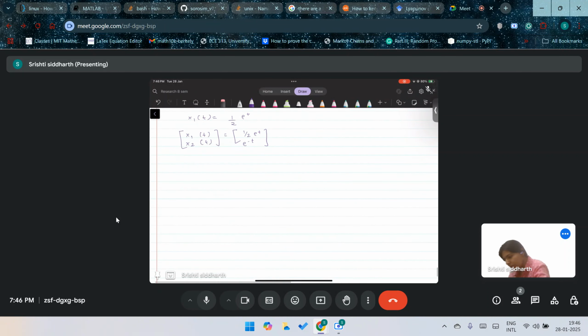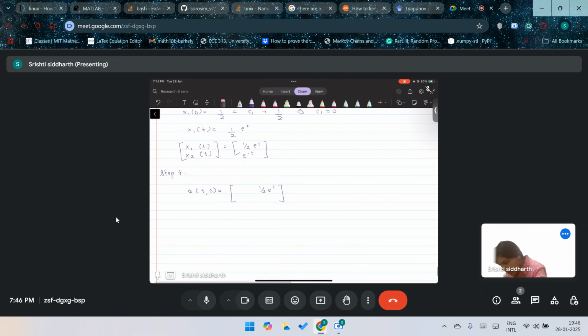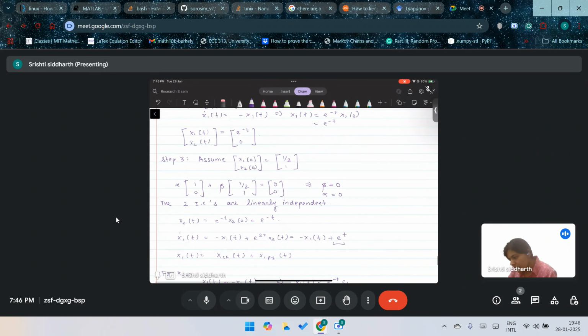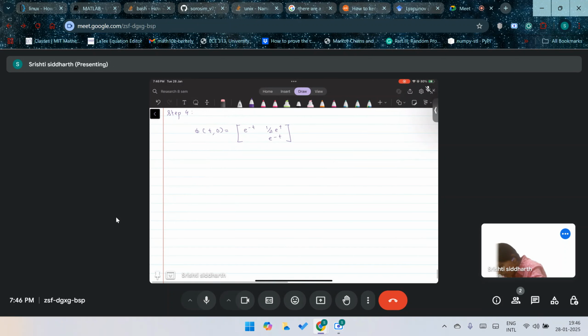Okay, so then we have the last step. We have the solutions to two linearly independent initial conditions. Then we write them column-wise. So the first one is, let's just write this down, half e to the power t, e to the power minus t. And due to the first set of initial conditions, 1, 0, we had e to the power minus t and 0. Okay, so let's just check if this is a state transition matrix.